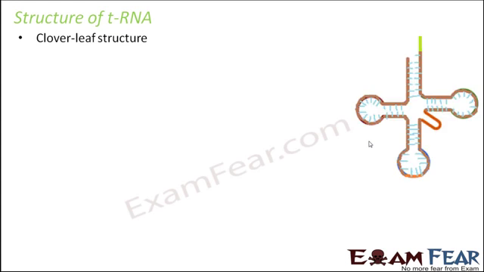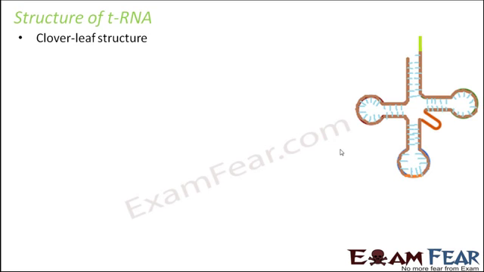So earlier it was assumed that tRNA has a clover leaf structure. So this is how a clover leaf structure looks like. As I said, you can imagine this structure as something like a straight strand being curved to form this shape.